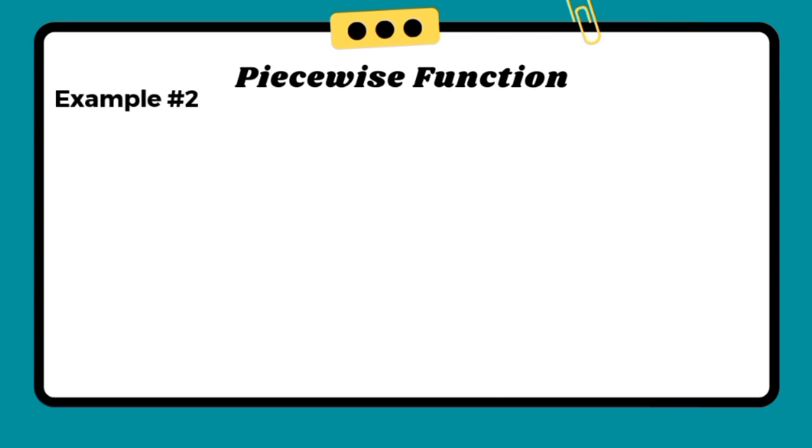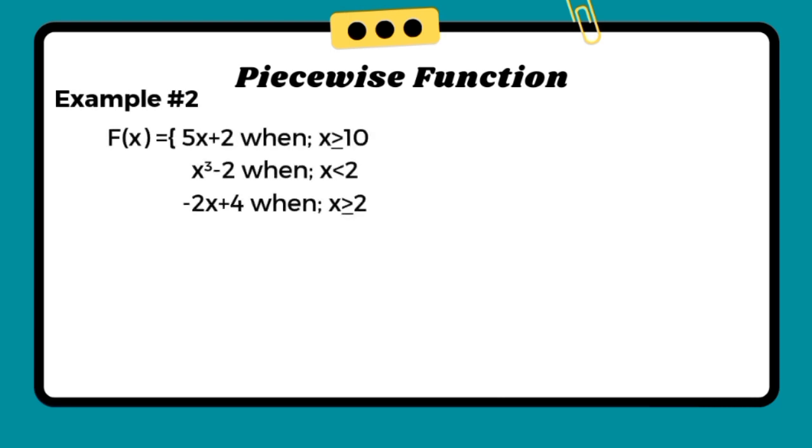Example number 2: f of x is equal to 5x plus 2 when x is greater than or equal to 10. In another part, x cubed minus 2 when x is less than 2, and negative 2x plus 4 when x is greater than or equal to 2. So let's find letter A, f of negative 1, letter B, f of 14, and letter C, f of 4. We evaluate A to C.